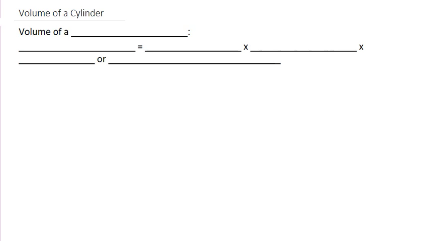Volume of a cylinder. So how we find volume is equal to pi times radius squared times the height. Or it looks like this: V equals pi r squared h. So let's look at an example.